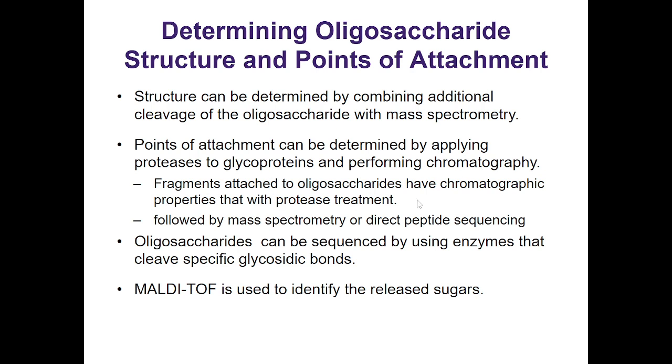The fragments can be attached to the oligosaccharides. These have chromatographic properties, with the protease treatment followed by mass spectrometry or direct peptide sequencing. The oligosaccharides can be sequenced by using enzymes that cleave specific glycosidic bonds. MALDI-TOF is used to identify the released sugars. Remember, that's the time of flight that we mentioned back in, I believe, chapter 4, right? Okay.